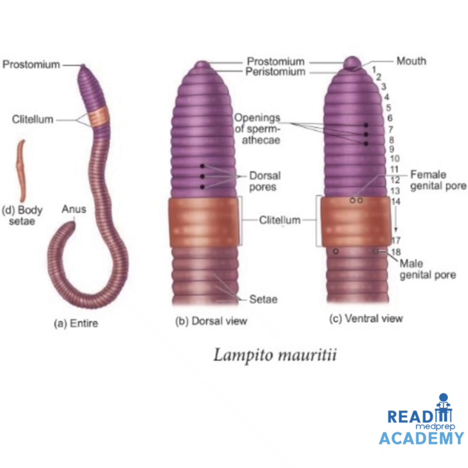The image on the right side, B, shows the dorsal view. You can see the prostomium, peristomium, the dorsal pores, the clitellum, and the setae. Image C shows the mouth, the prostomium and the peristomium, the female genital pores, and the male genital pore.